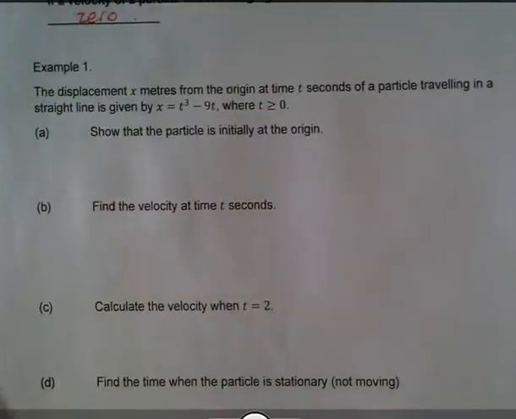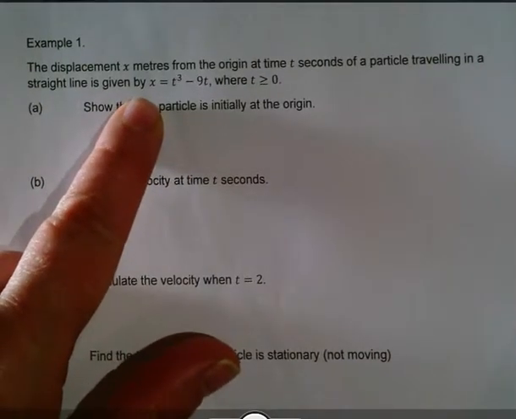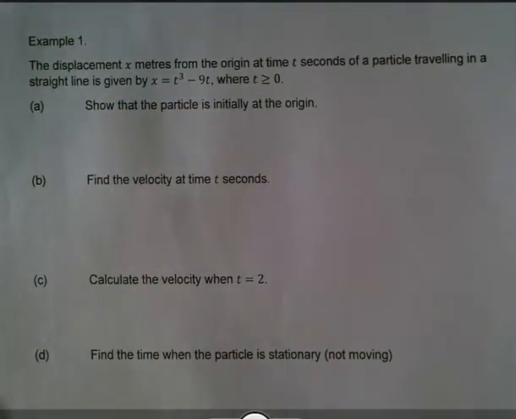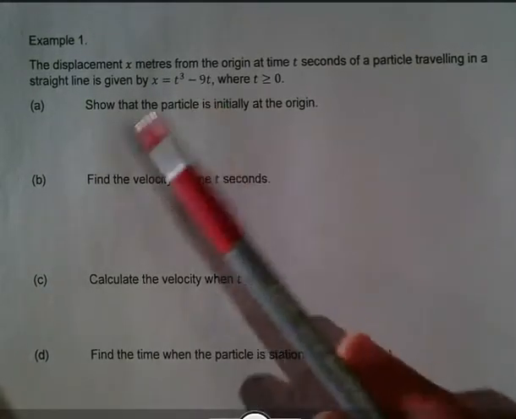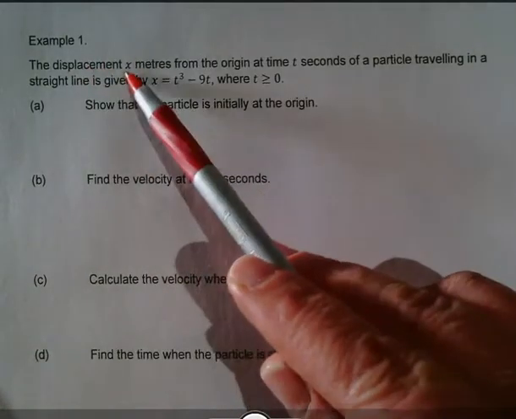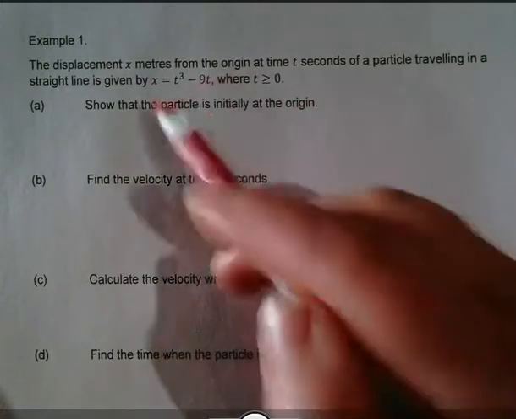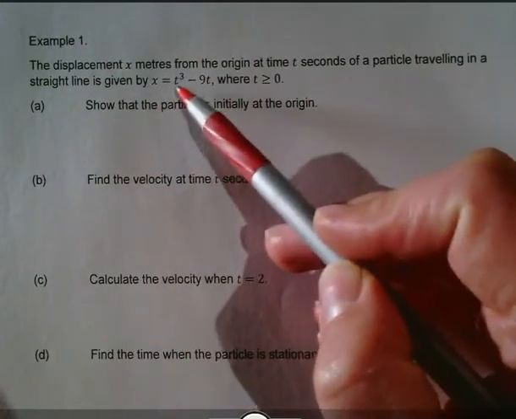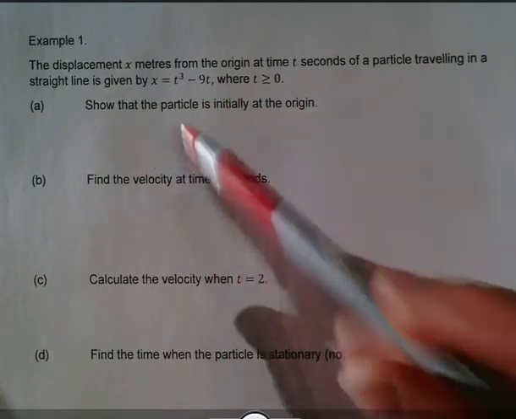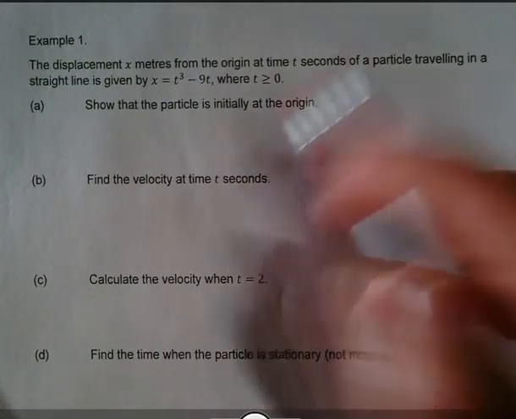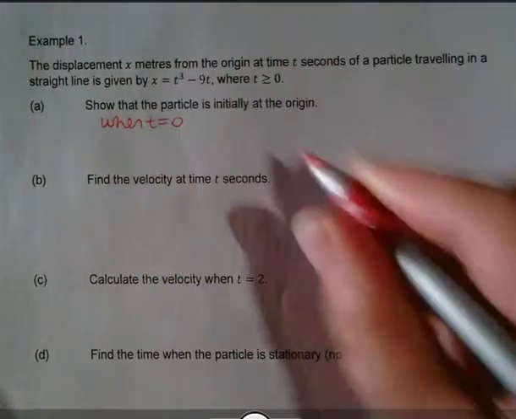With these questions here, there's no graphing. You will start with the displacement, and you'll have to work out the velocity and the acceleration. And then there'll be some other questions that you'll answer as well. Now, the first question is, the displacement, x meters from the origin at time t seconds of a particle travelling in a straight line is given by x equals t cubed minus 9t. And the first question says show that the particle is initially at the origin. Now, initially means when time is 0.